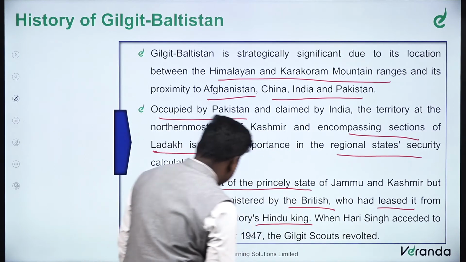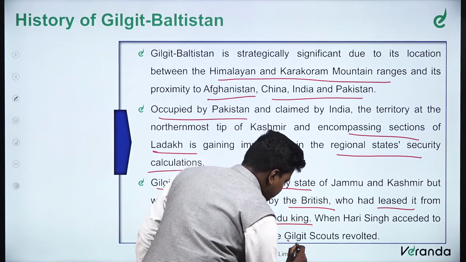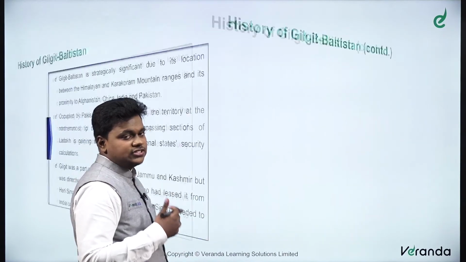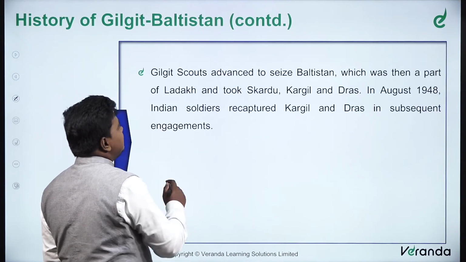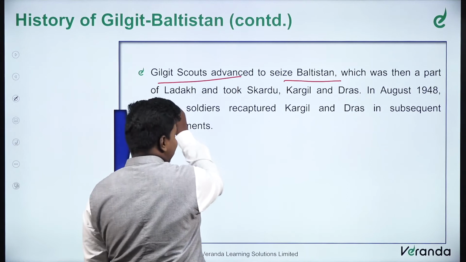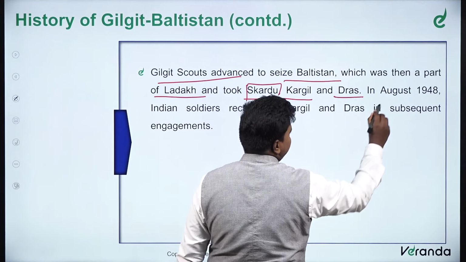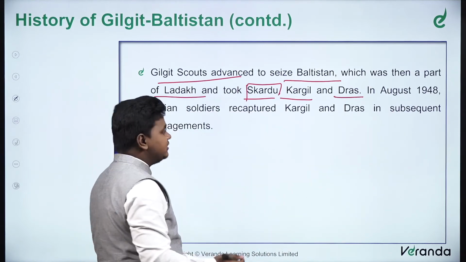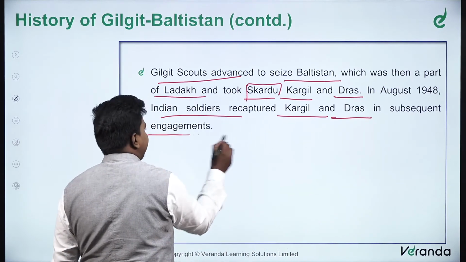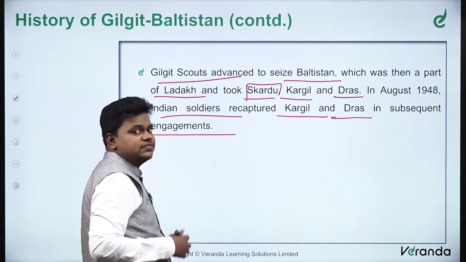When Hari Singh acceded to India on 26 October 1947, the Gilgit Scouts revolted under the leadership of William Brown. Further, the Gilgit Scouts advanced to seize Baltistan, which was then a part of Ladakh, and took Skardu, Kargil and Dras. In August 1948, after the accession, the Indian soldiers recaptured Kargil and Dras in subsequent engagements, whereas Skardu and Baltistan remained with Pakistan because of the ceasefire agreement.